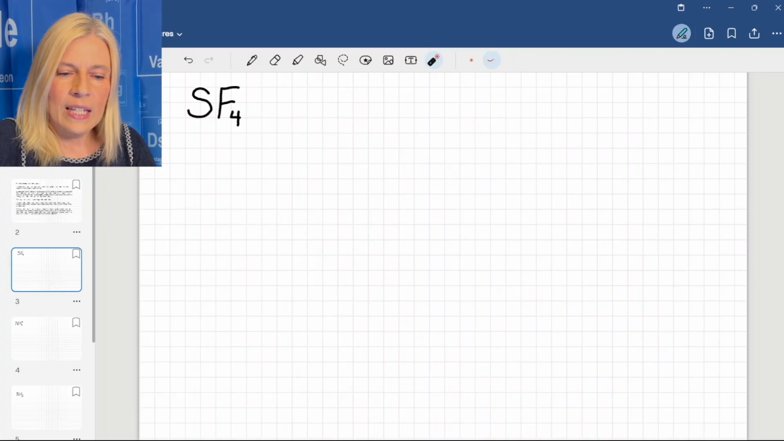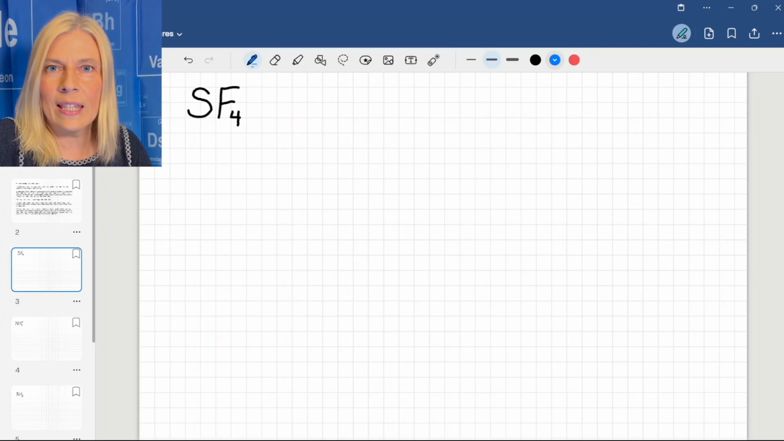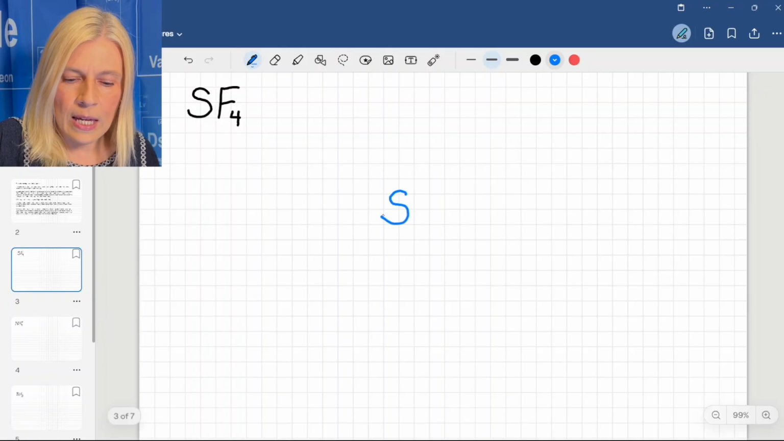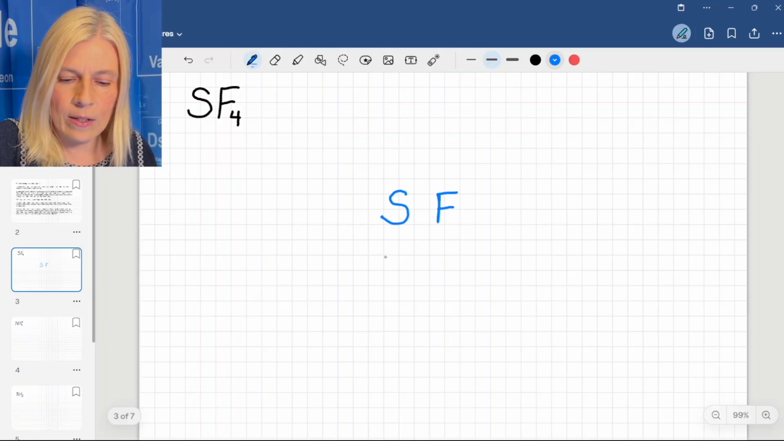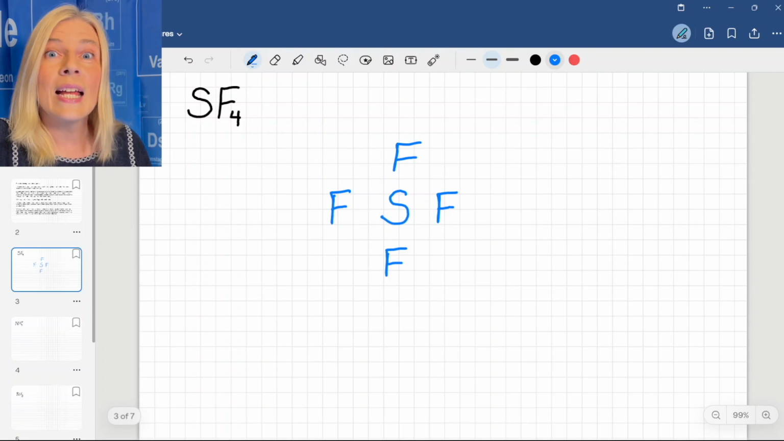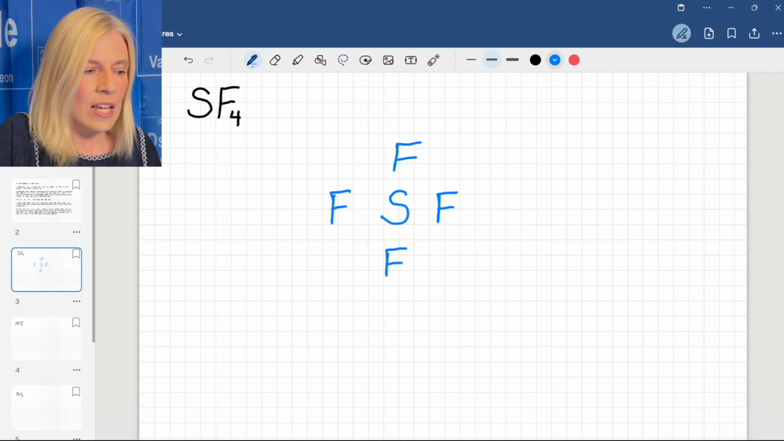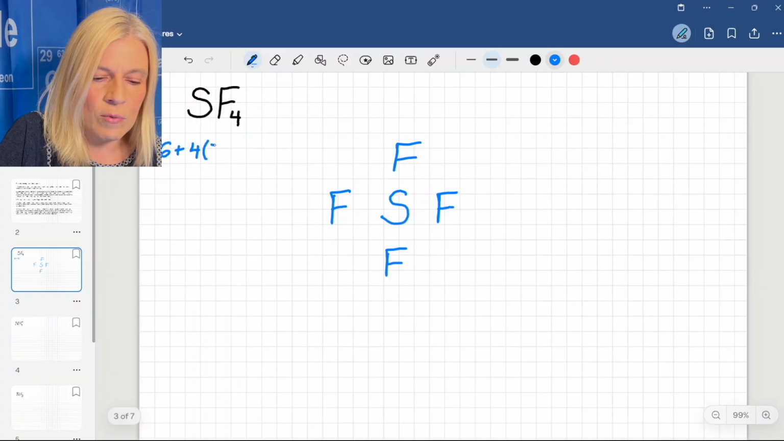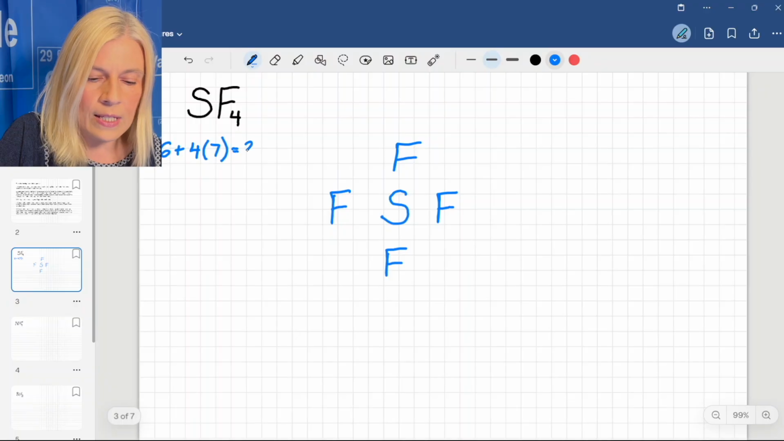Let's go. Here is our next structure. We have SF4, sulfur tetrafluoride. We ready? So we're going to stick sulfur in the middle and each fluorine on the outside. Why? Also remember, nature loves symmetry, and stick the more electronegative element on the outside. Let's count our valence electrons. Sulfur comes with 6, and we have 4 fluorines, each comes with 7. So together that gives us 34 valence electrons to work with.